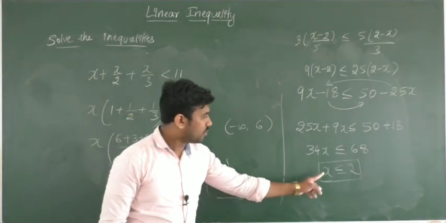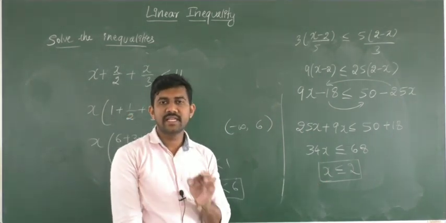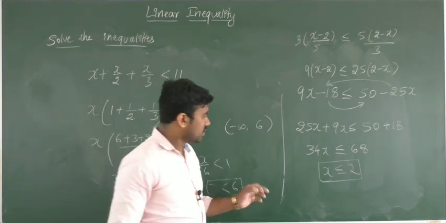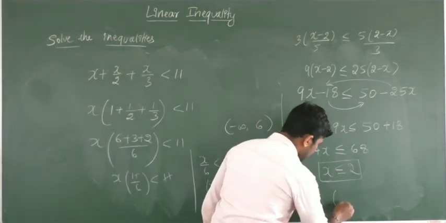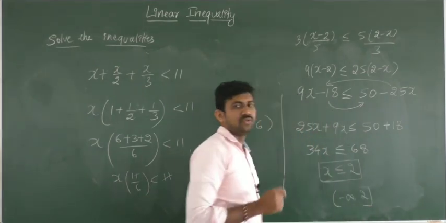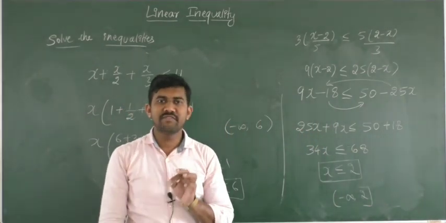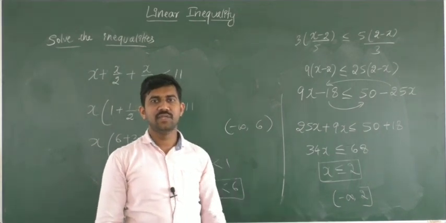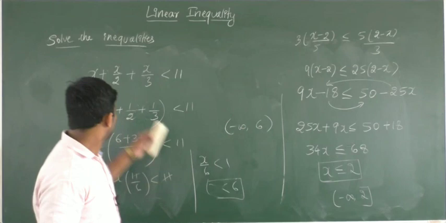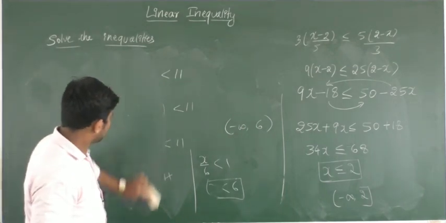Now tell me, what is the solution set we get when x is a real number? The solution set is minus infinity to 2 including 2. Minus infinity to 2 including 2 is the solution set. Now we'll see the next question.